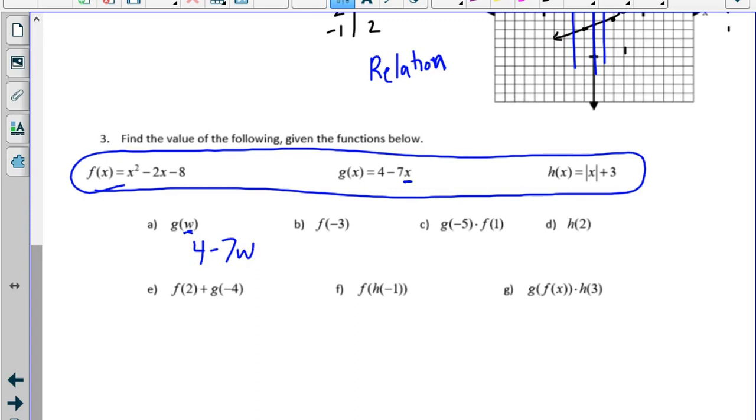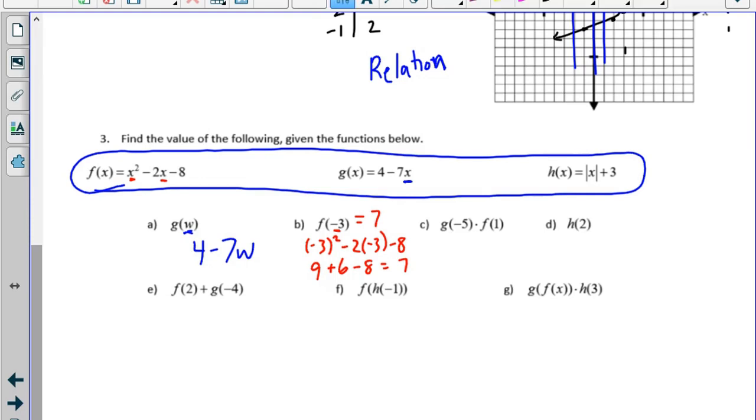Letter B, f of negative 3. So anywhere there's an x, I'm going to replace it with negative 3. So I have negative 3 squared minus 2 times negative 3 minus 8. Negative 3 squared is positive 9, so that's something that's really important to note. Negative 2 times negative 3 is positive 6, and then minus 8. So 9 plus 6 minus 8 is 15 minus 8, which is 7. So f of negative 3 is 7.